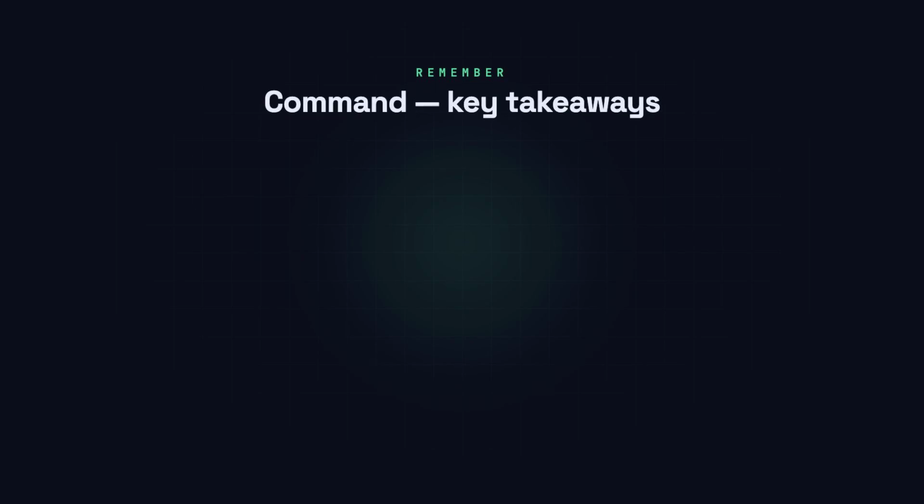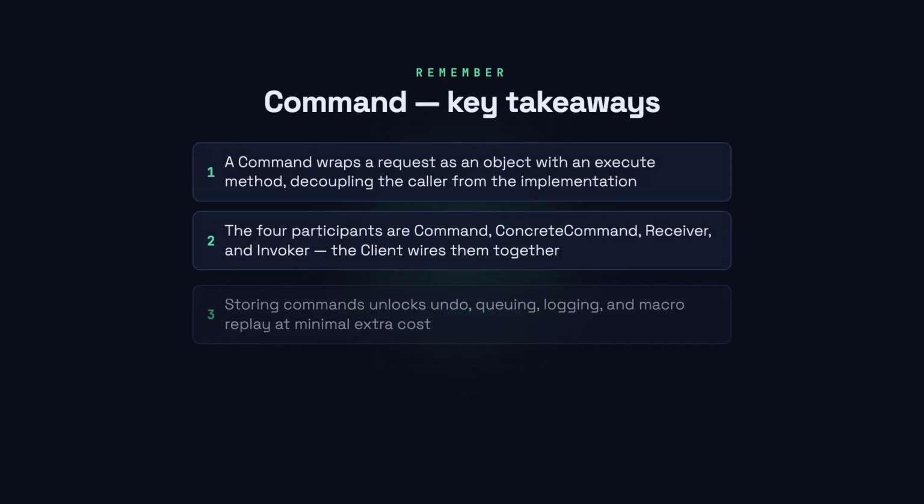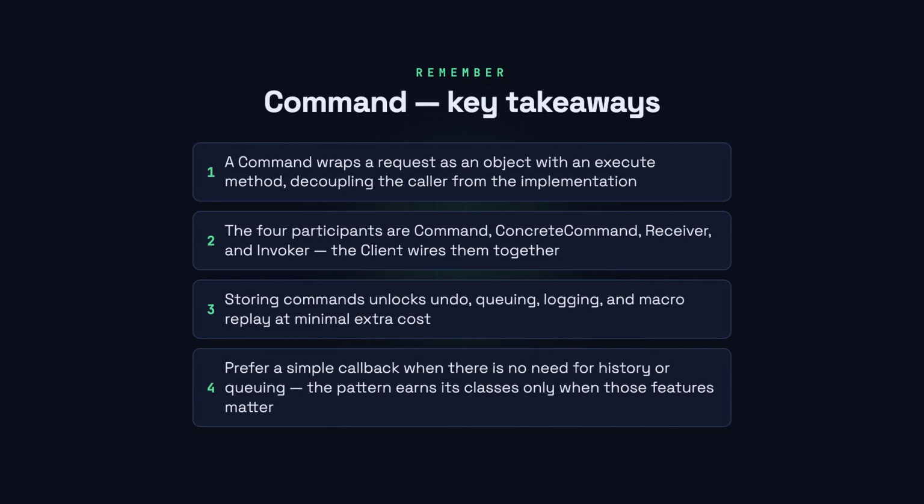To recap, the command pattern turns a request into a standalone object, giving you a uniform execute interface that any invoker can call without knowing the receiver. The 4 participants, command, ConcreteCommand, receiver, and invoker, each have a clear single responsibility. Storing those objects is what unlocks undo, queuing, and logging almost for free. And remember, if all you need is a one-shot action, a plain function is both simpler and idiomatic. Reach for command when the operation lifecycle genuinely demands it.